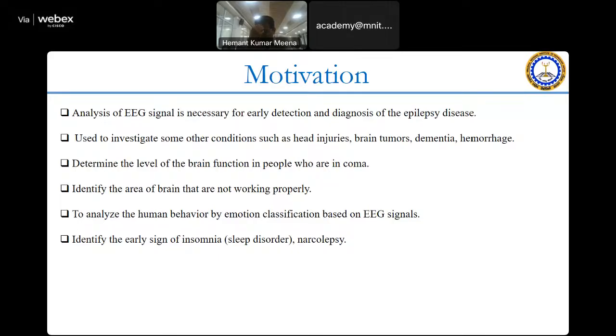Why does it become important? Because normally people identify emotion from facial expression. But many times when a person is under supervision, for example in criminal behavior or lie detection, people put on a fake smile. People hide their actual emotion on the face. In those cases, the EEG signal becomes very, very crucial. It also helps identify early signs of insomnia and narcolepsy. So these things also become very important.